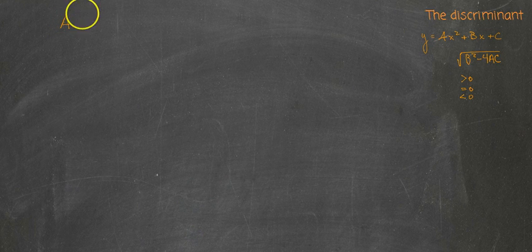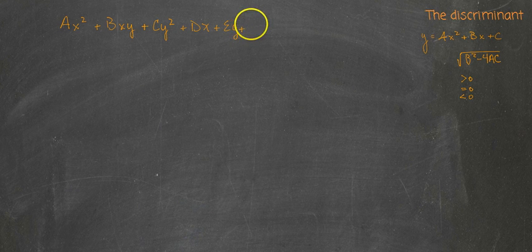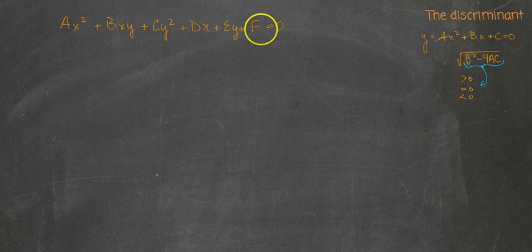We have ax squared, that's the same as a quadratic, plus bxy plus cy squared plus dx plus ey plus f, all equal to 0. So with the discriminant of a quadratic, I use the a, b, and c, and only the part underneath the radical is called the discriminant. So the same thing applies when I'm working with these.